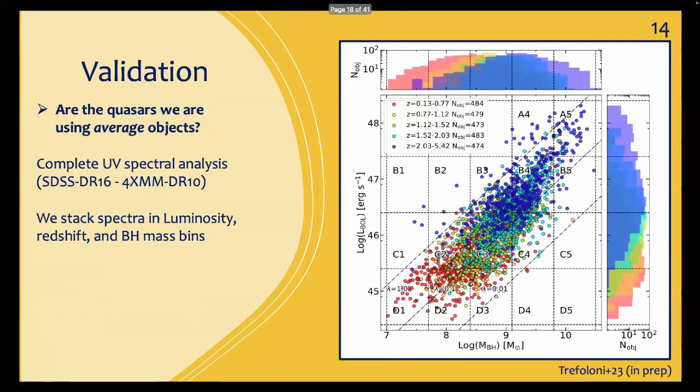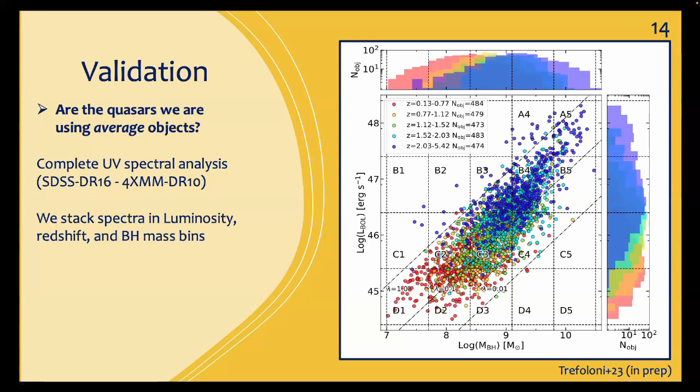And another thing we worked on with our spectroscopic UV data is trying to see if our objects are actually average quasars, or if, by the fact that we select them for their data quality, we are biasing them in some direction. What does it mean? We looked at them, we divided them in redshift bins and also in black hole mass and luminosity bins.